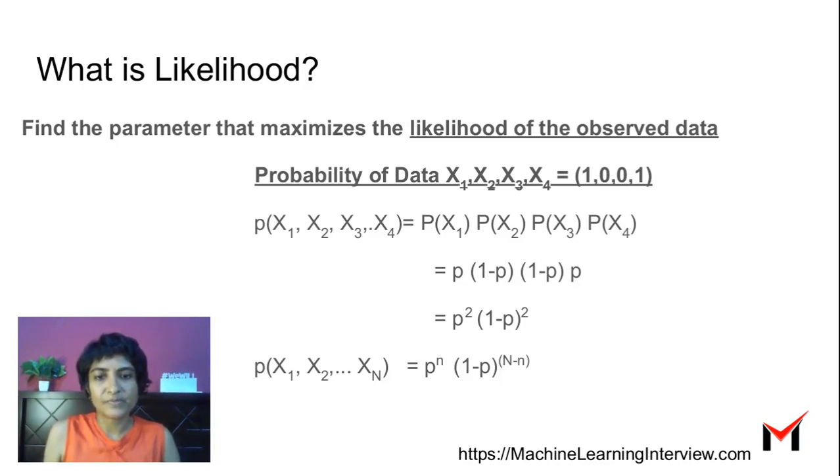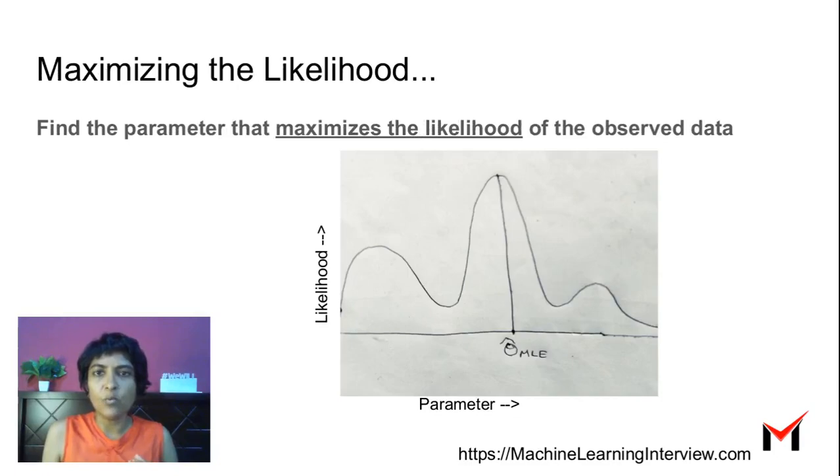So now, if we have n coin tosses in general instead of 4, we would have likelihood given data x1 to xn is p power small n into 1 minus p power capital N minus small n. So small n is the number of heads and capital N minus small n is the number of tails. So if we have 2 heads and 2 tails, this becomes p square into 1 minus p square. Right? So, okay, now what do we mean by maximizing the likelihood?